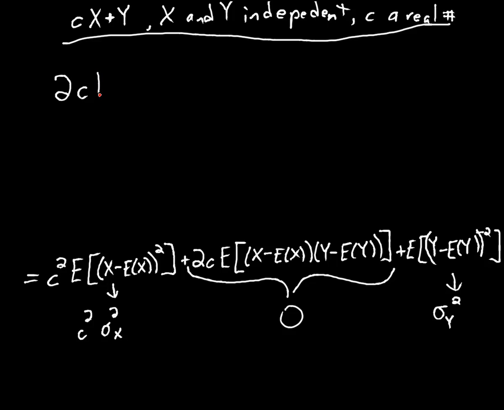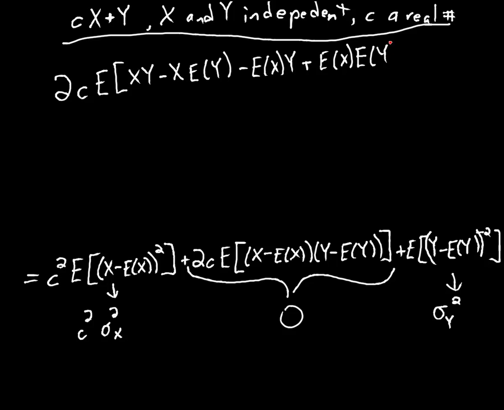Now, I'm going to go ahead and distribute out what's inside these brackets here. I got x times y, so that's xy, and then I have x times the expectation of y with a negative sign, so that's minus x expectation of y, and then I have a negative sign, expectation of x times y, so that's minus expectation of x times y, and then a minus and a minus make a plus, and I have expectation of x, expectation of y.